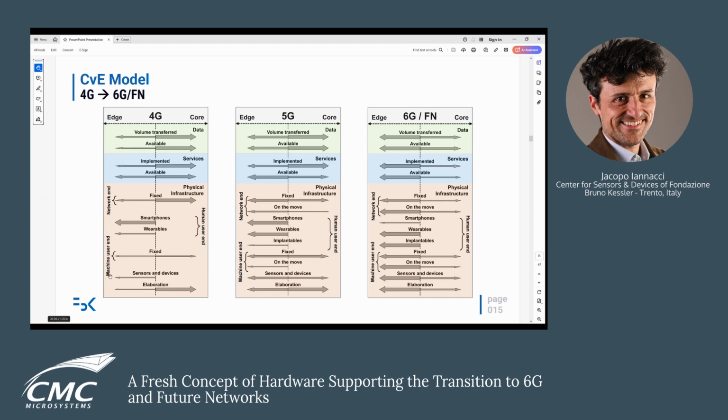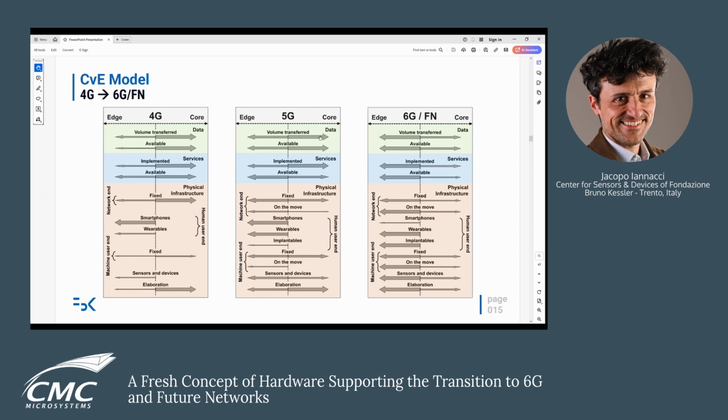Because with 4G it also started to incorporate the concept of machine-to-machine communication. What is relevant to see is that in 4G, the tilting towards the core is much more pronounced. This means that 4G, as was already starting with 3G, is a more centralized paradigm than previous generations.